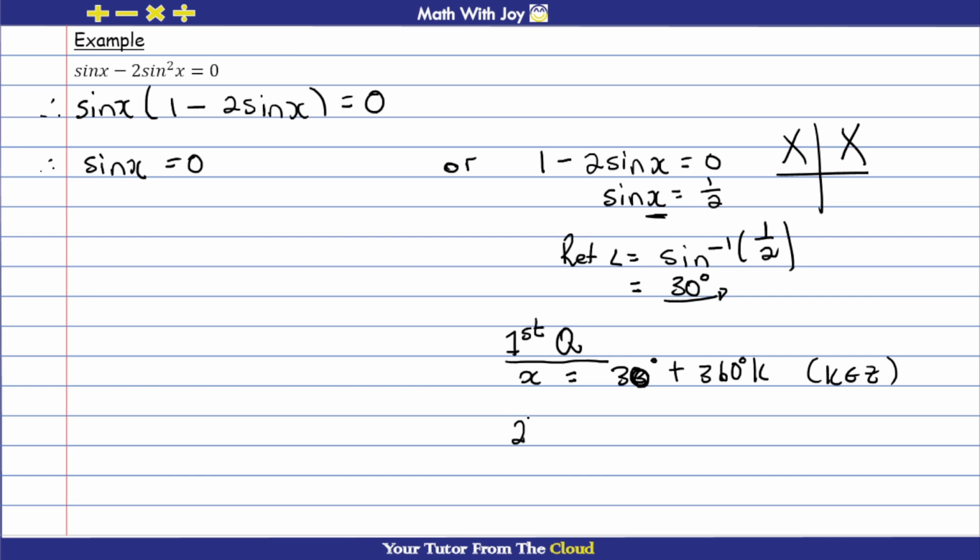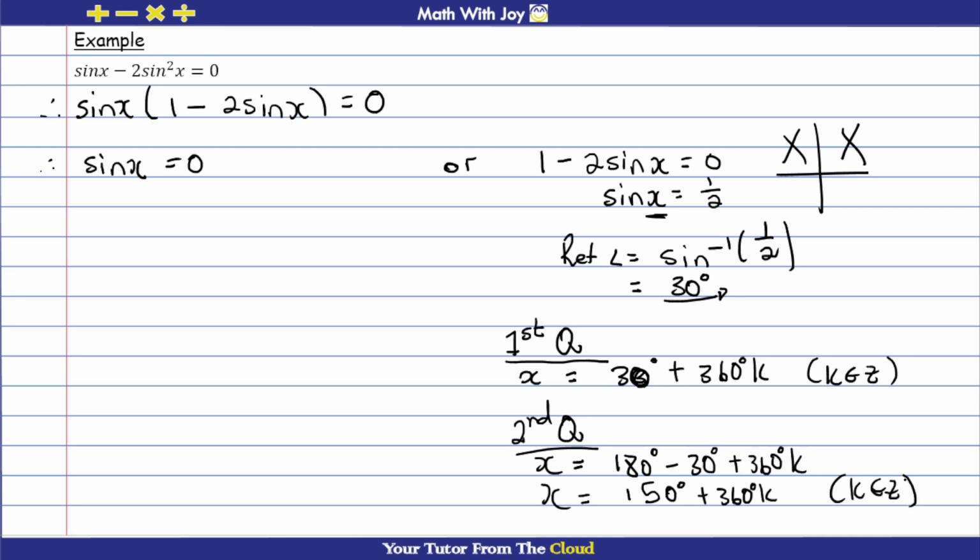Then we work with the second quadrant. In the second quadrant, what we'll find is that x, that angle we are talking about, is equal to 180 degrees minus theta. That would be the angle of reduction, but in this case we say minus the reference angle plus 360 degrees times k. Then we simplify this a bit more, so this is going to be 150 degrees plus 360 degrees times k, where k is an element of integers. So these are your two general solutions.